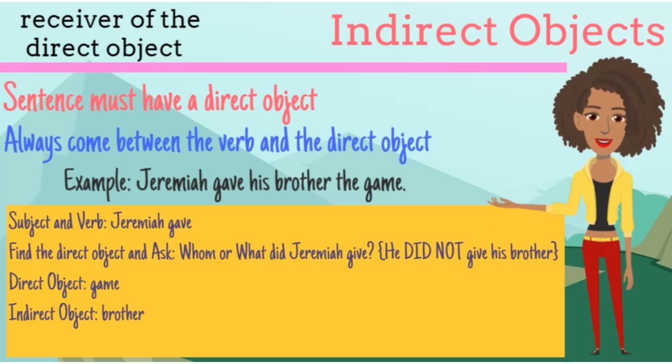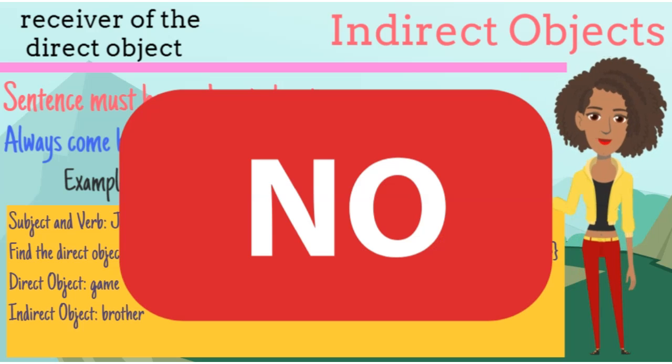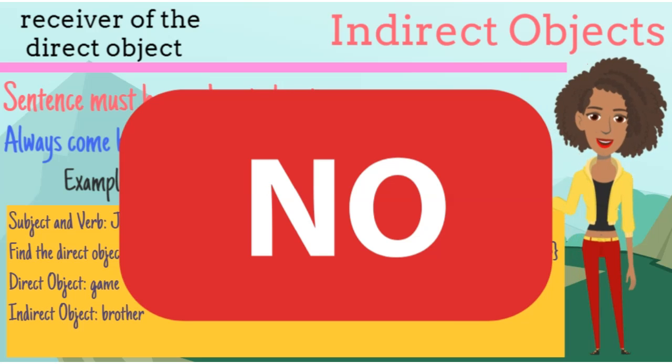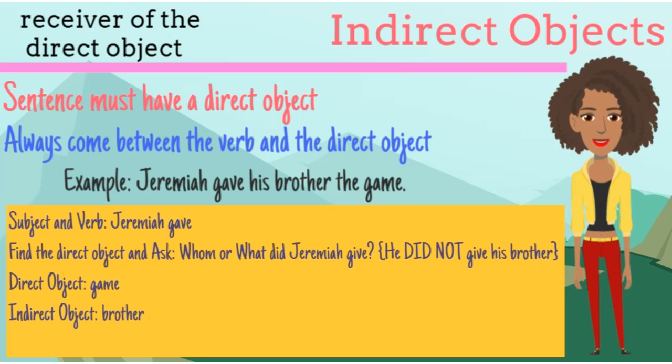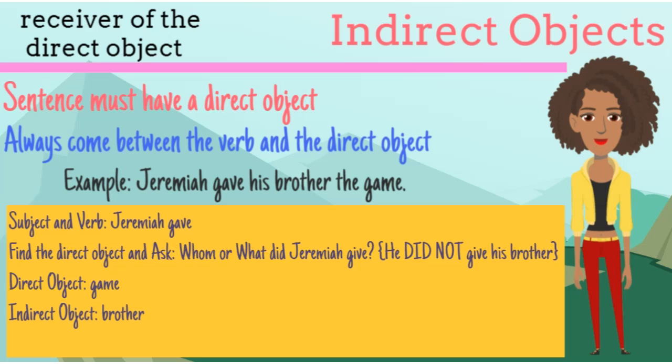So many people mistakenly say brother. However, did he give his brother? No, he did not give his brother. He gave what? Yes, the game. Awesome. So now we know that yes, there is a direct object, which is game.